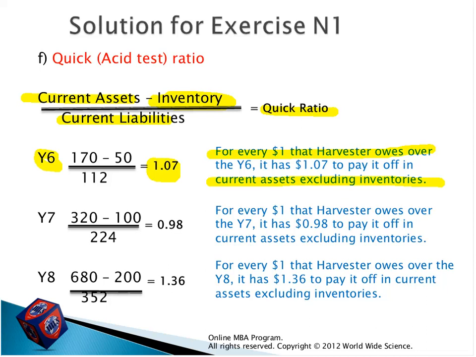And for year 7 it has decreased. Have you seen it? It's 0.98 only. So it's less than the ideal norm. And year 8 has again increased. Our result based on the quick ratio is 1.36.